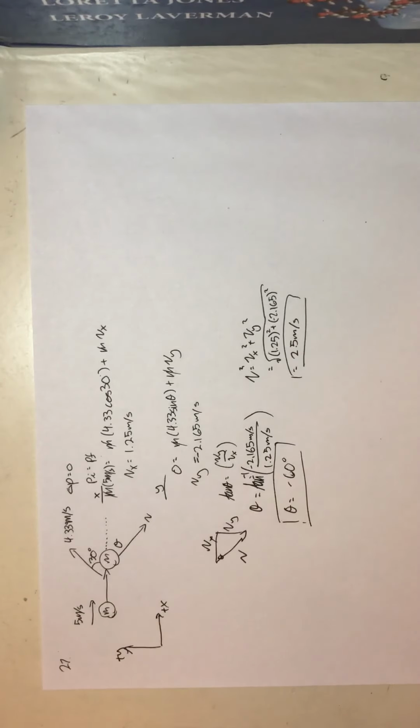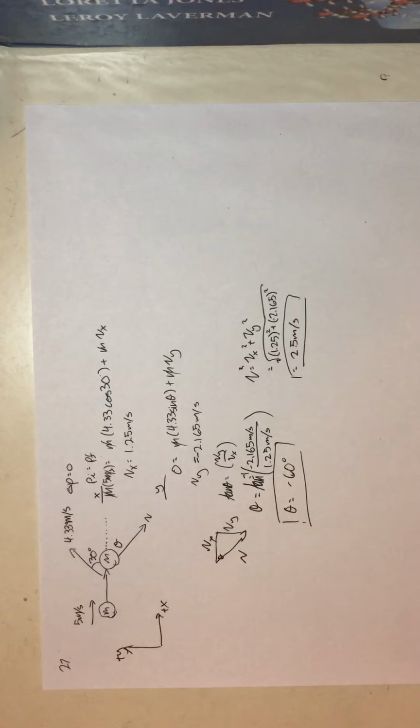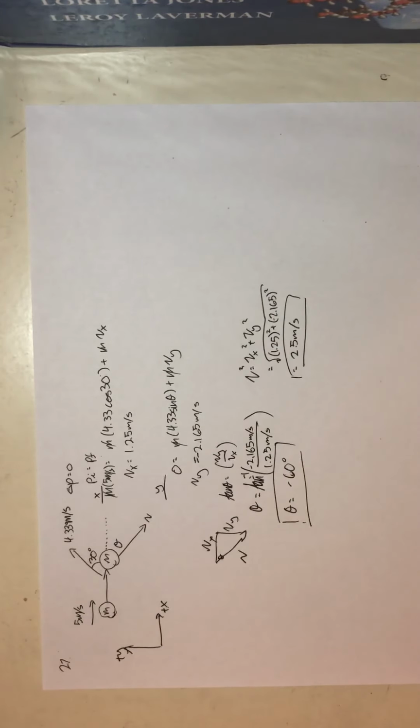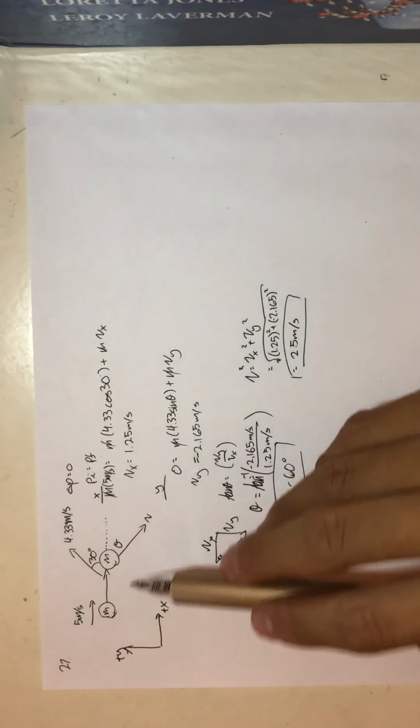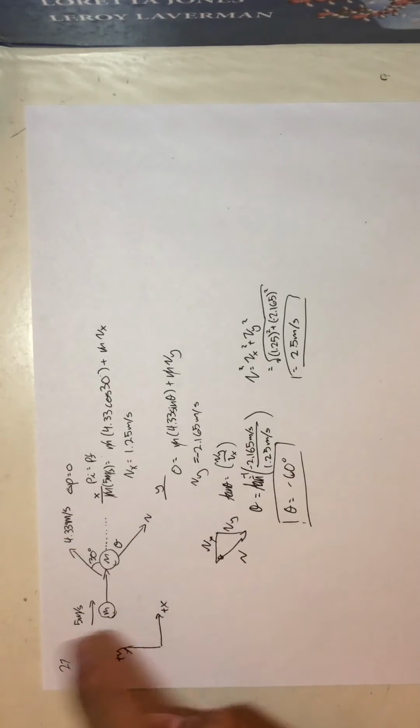So I've defined x positive as right and y positive as up. This is a conservation of momentum problem. So momentum initial equals momentum final for both x and y. For x, initially it's m times 5 meters per second equals the momentum in the x direction after the collision of both billiard balls.